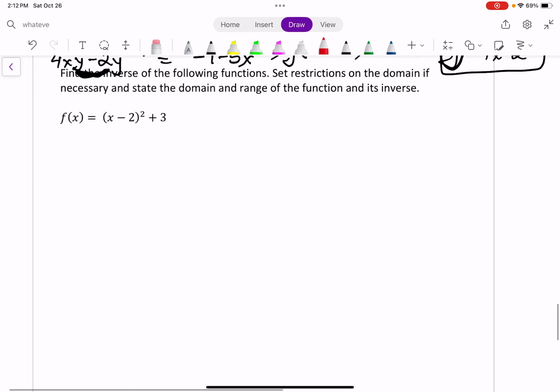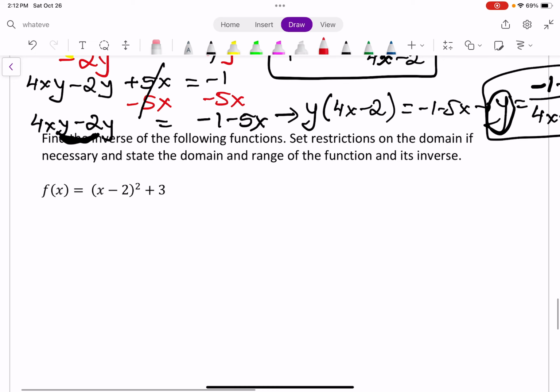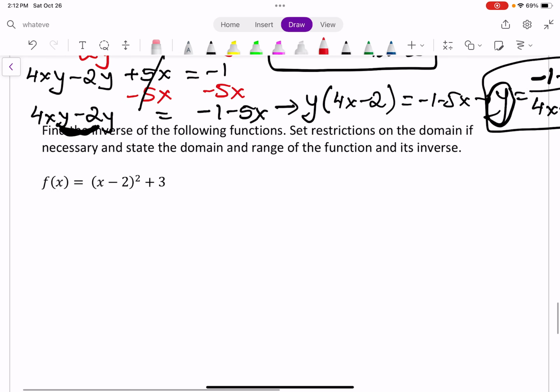All right. So here is one more. We already know quadratic. Find the inverse of the following function, which there's only one to worry about. Set restrictions on the domain if necessary, and state the domain and the range of the function and its inverse. Okay, so it will be very helpful to graph this quadratic function, and then I'll show you how easy we can restrict it.